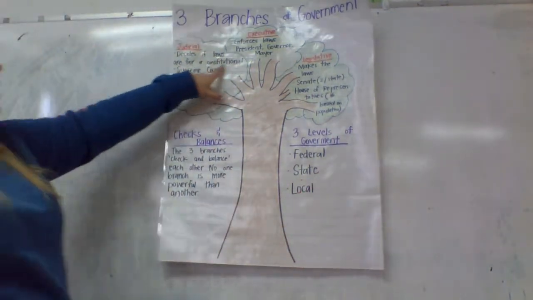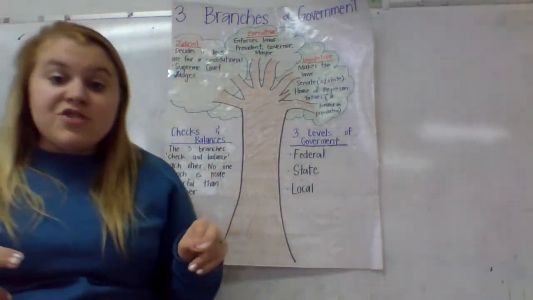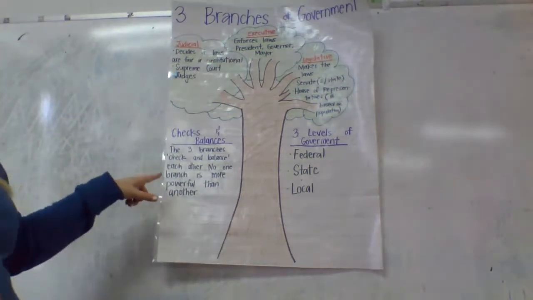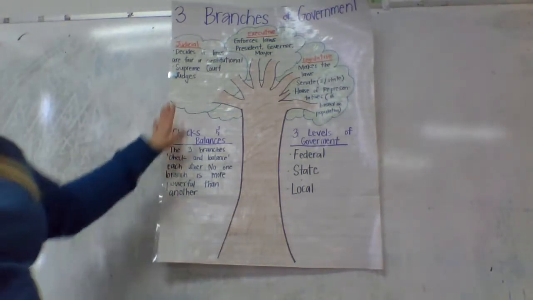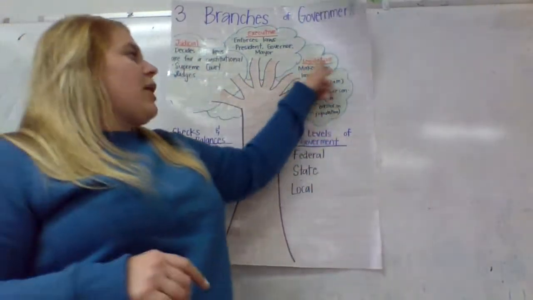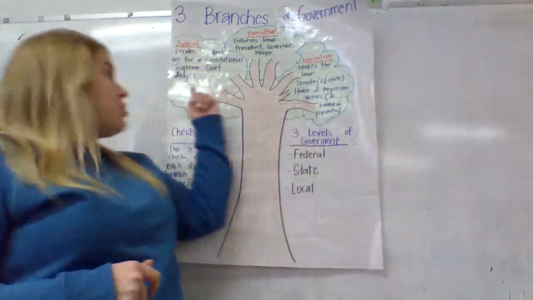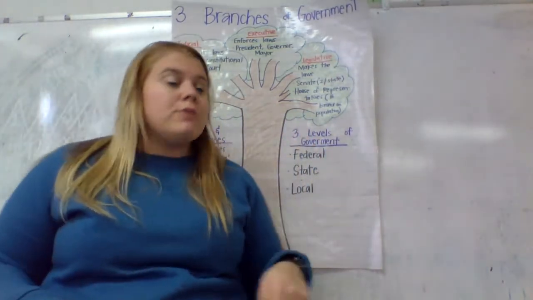There are three branches, and they each do something different, but they all follow a system of checks and balances. So they balance each other out. None of these branches is more powerful than the other, and the legislative branch can't just make all kinds of laws without the judicial branch checking them to make sure they're constitutional.